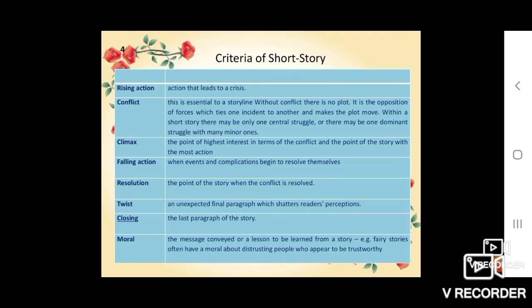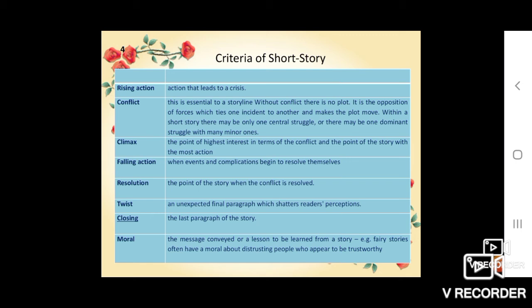What happens in the climax? The point of highest interest in terms of the conflict and the point of the story with most action. After the climax, there is following action, when events and complications begin to resolve themselves. And we already know about these things. Last one is the resolution, the point of the story when the conflict is resolved, so that the story is created, written and shown.